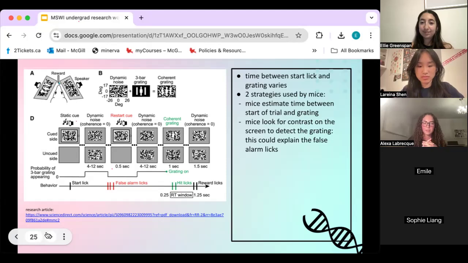And they think that the mice use one of two strategies. It really depends on the mouse, actually. It's pretty funny. They can either try and estimate when the grading is going to come on from their previous experience, or they look at the contrast on the screen itself to detect the grading. And that can explain the false alarm licks, because let's say the static noise looks like a 3-bar grading because of how the little black and white squares are aligned. The mice might use that and lick when it's actually not the grading.